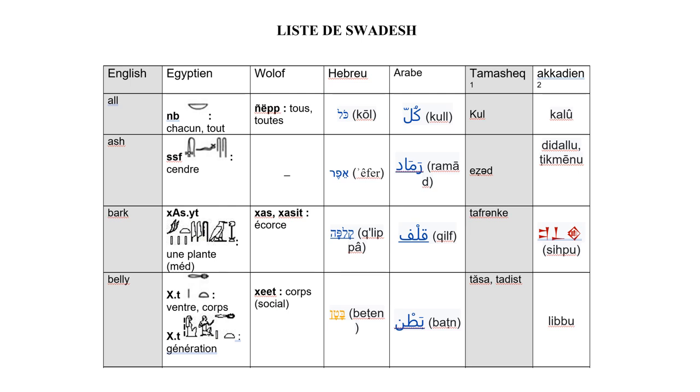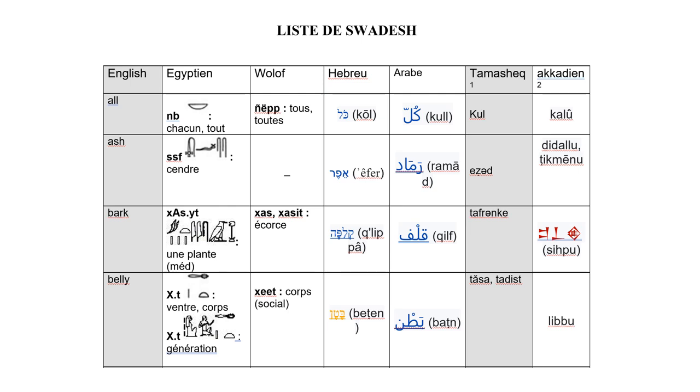So you see here bark, in Egyptian chassid, and in Wolof chassid, the same word for bark. And in Hebrew, in Arabic, or in Akkadian, in all the Semitic languages, you have something very different. Chlip, chlilf, sirpu, nothing to do with Old Egyptian. The same is true here also for belly.